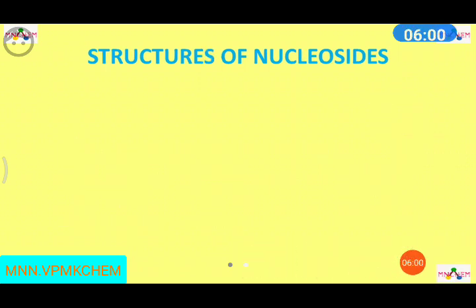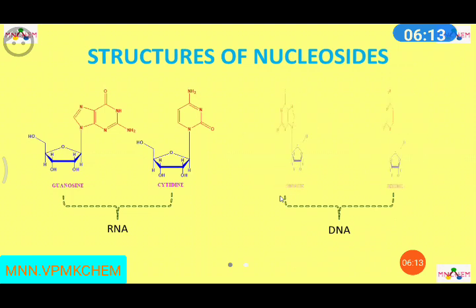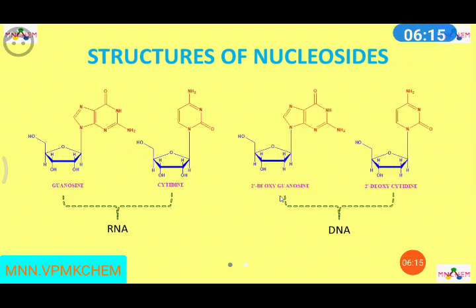For the remaining nucleoside structures, in RNA we'll have guanosine and cytidine, whereas in DNA we have 2-deoxyguanosine and 2-deoxycytidine. These are the respective nucleosides present in DNA and RNA.